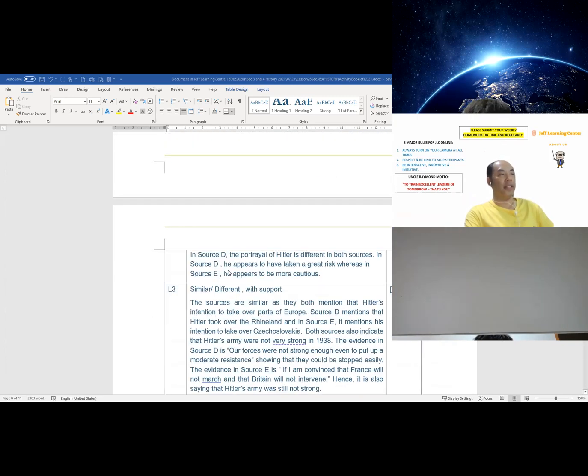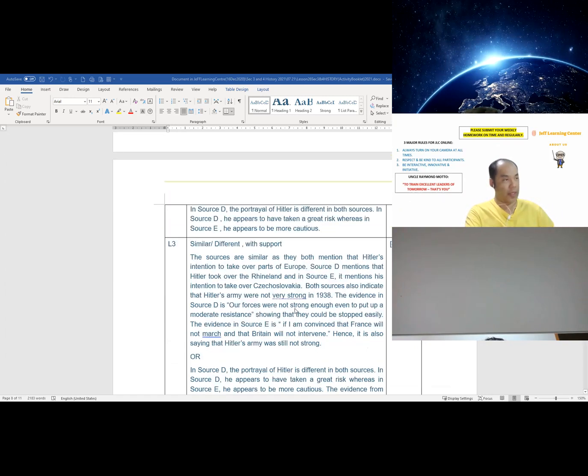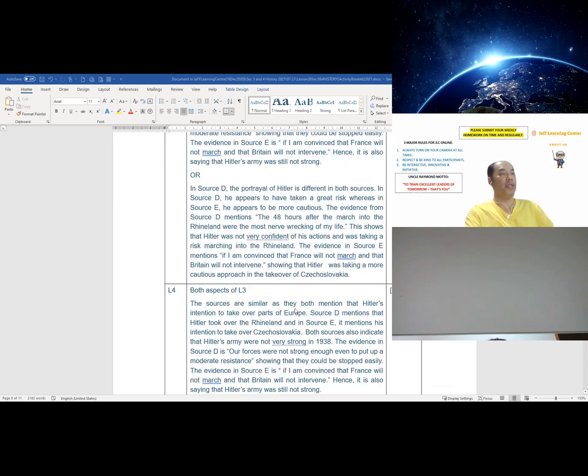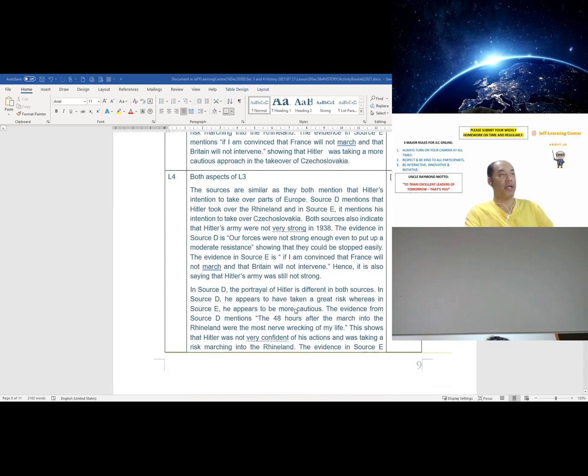Okay, and the difference is that source D appears to have taken a great risk, whereas source E appears to be more cautious. Both of you are right, you say conservative, but I rather think that instead of conservative, they are actually buying time to see what the whole situation is all about. Okay, so I will read my answer to you, then you read your answer to the class, okay?